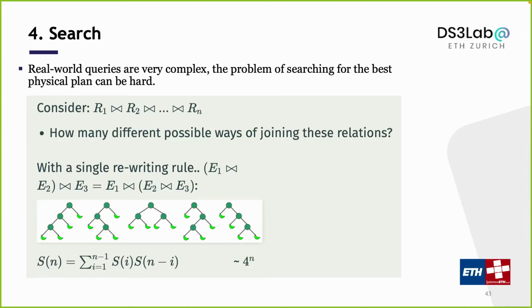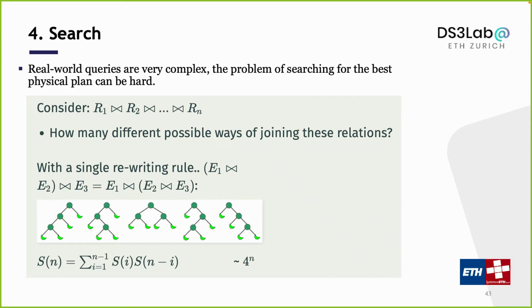So how hard can that be? Now let's consider this very simple example where I have an n-way join. I have n different relations, and I want to join them together. Even without worrying about how to do the joins, trying to come up with the optimal join order could be hard. How many join orders do I have? For these 4 different relations, I have these 5 different ways of arranging them.